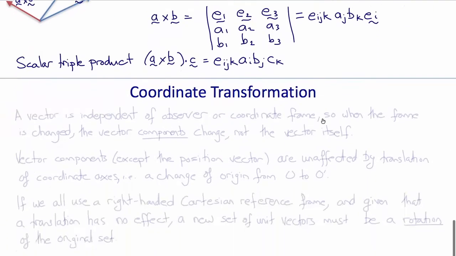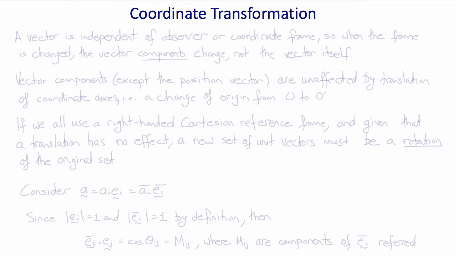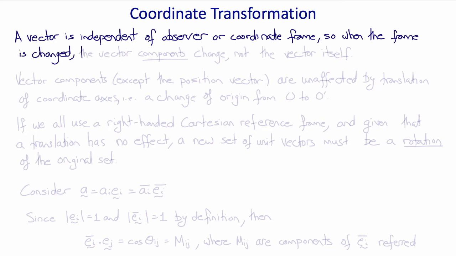Now let's look at what happens when we change the coordinates. Now a vector is independent of observer. It's a physical quantity, and it therefore must be independent of the coordinate system or frame. So when the coordinates are changed, the vector components must change, not the vector itself.